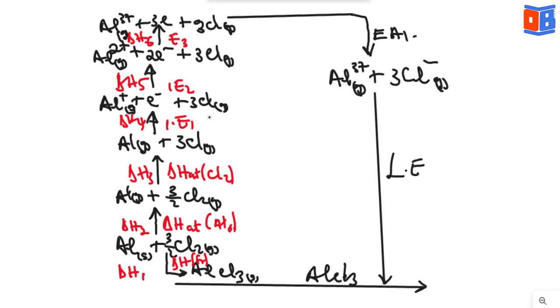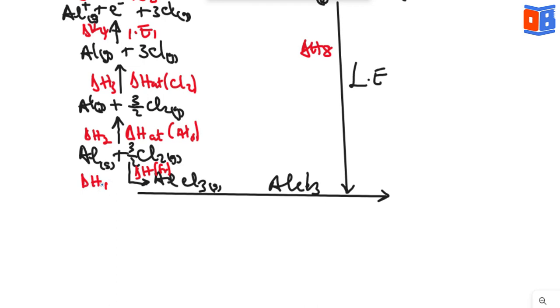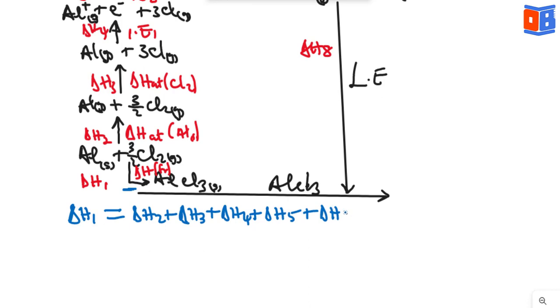So it means that I could call this delta H7 and delta H8. Okay, so we have this. It shows that the only arrow I am moving against is this arrow for enthalpy of formation, delta H1, which means that delta H1 would just be equal to delta H2 plus delta H3 plus delta H4 plus delta H5 plus delta H6 plus delta H7 plus delta H8.